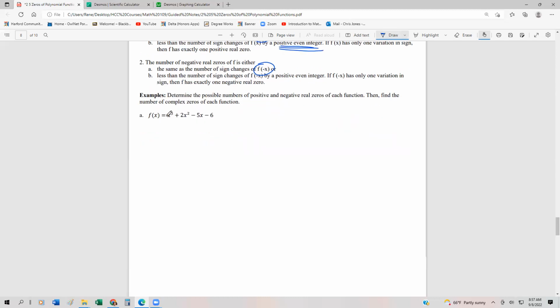So we have this x cubed plus 2x squared minus 5x minus 6. And also what I'm going to do is find f at negative x. What f at negative x is going to do is any term that has an odd exponent is just going to change signs. So that's going to be negative x cubed, which we've probably figured out already, plus 2x squared minus 5x minus 6.